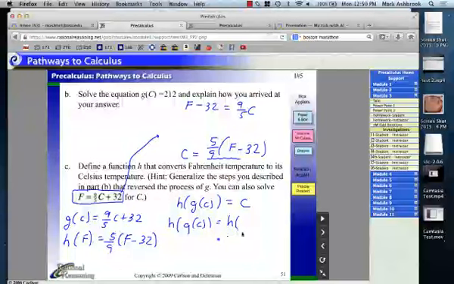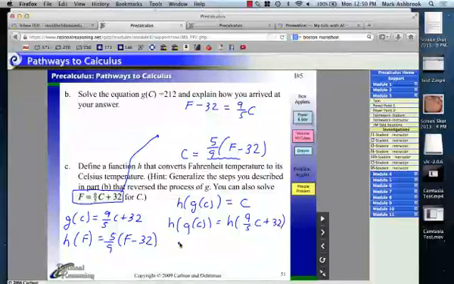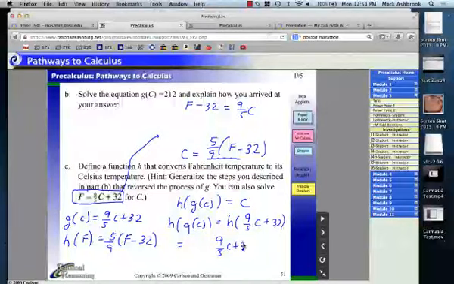So first we're going to do H of what? What is the rule for G? 9/5 C plus 32. So now we're putting this input in for H. And what will that be? What does H tell us to do with the input? What does it tell us to do first? Subtract 32 from the input. So you take the input, 9/5 C plus 32, and you subtract 32. And then what does it tell you to do?